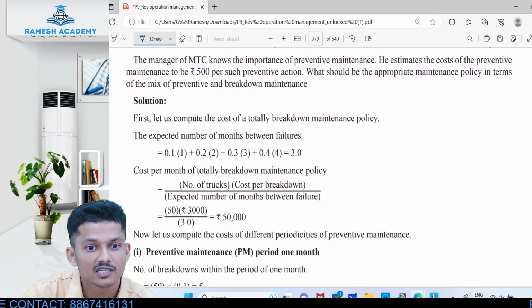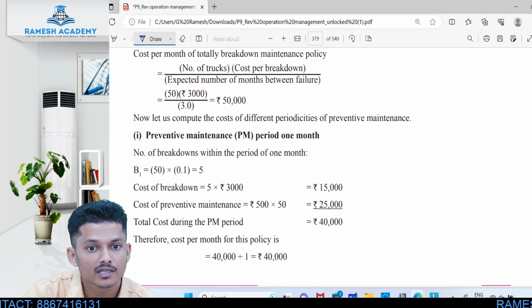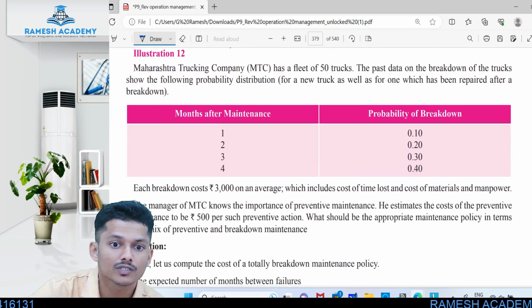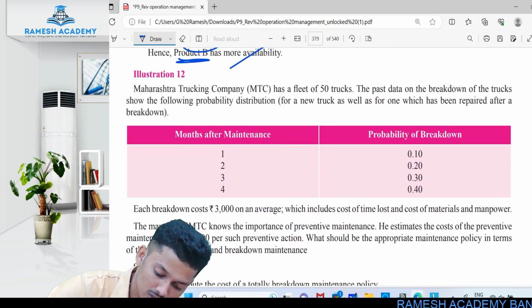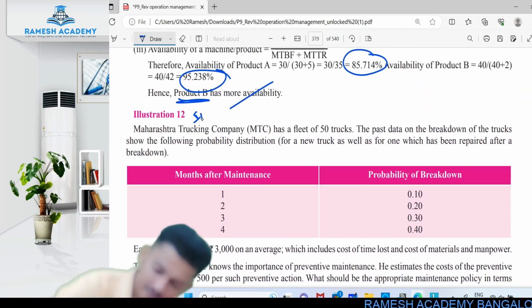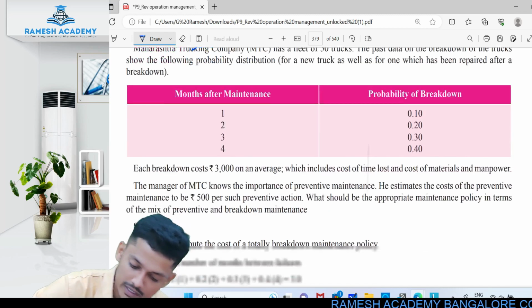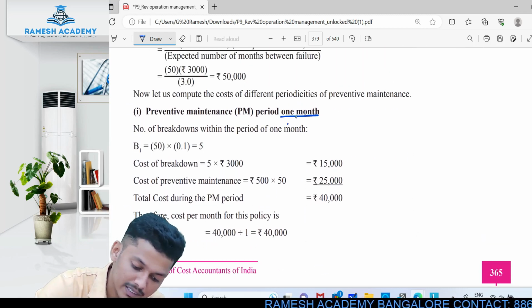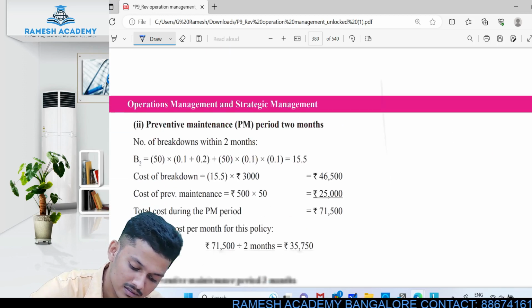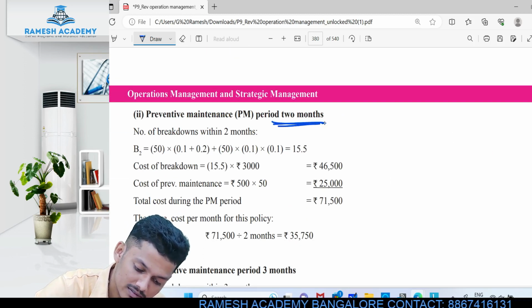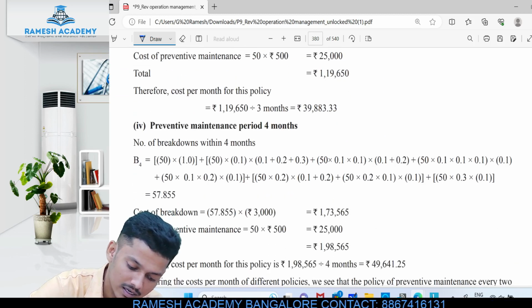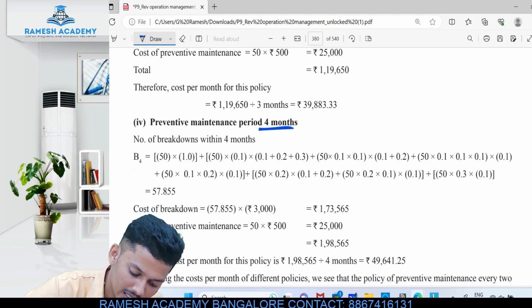Then the 12th question is a simple question again, like the previous question, just taking the average and finding the cost per month. Here they go with it separately. This is important actually. When it goes for case studies or longer questions, it will be asked. Clear? See how the breakdown period for 1 month is done separately, and then for 2 months, 3 months and 4 months separately.